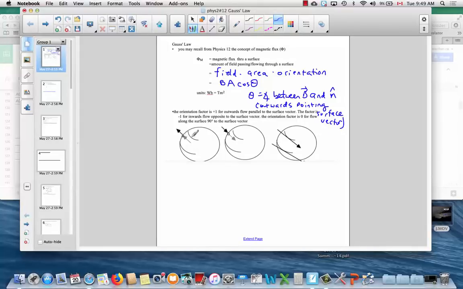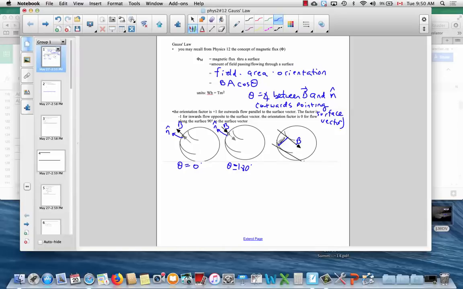Okay, so if we look at, say, a spherical surface, and then imagine this is the magnetic field vector, B, the darker arrow is the B vector, then in this case an outwards pointing surface vector would be like this. And so now these two are in the same direction, so that would be an angle of 0 degrees. Now B goes inwards, cutting into the surface. Our outwards pointing surface vector is this way, so that's an angle of 180 degrees. And so cos of 180 is negative, so inwards flow opposite the surface vector is negative flux.